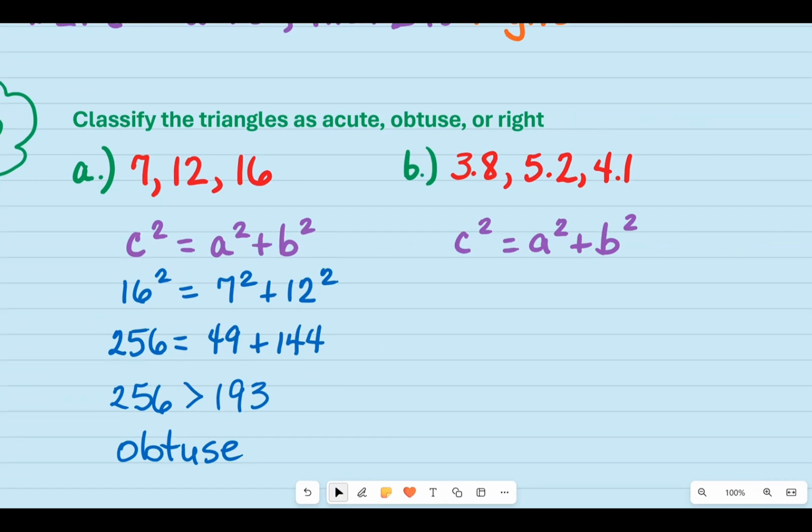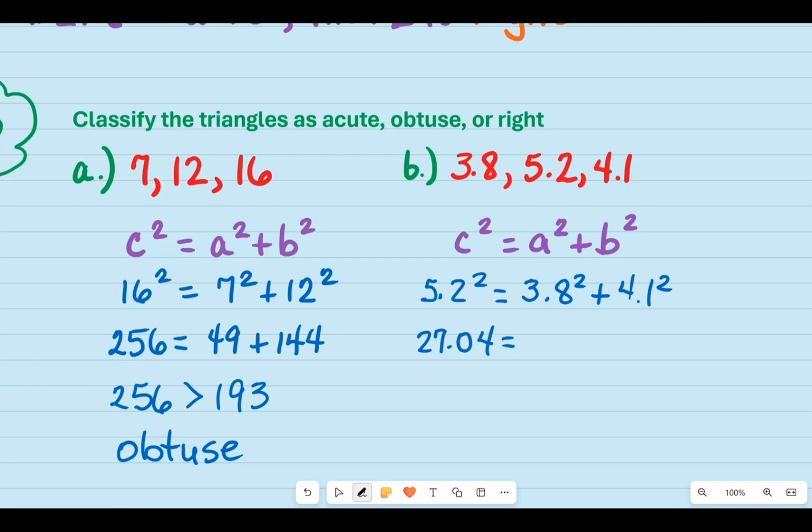They're not going to always be in order. So again, you want to seek out the largest number, which is 5.2. That tells me that's going to be my hypotenuse. So I'm going to go ahead and put 5.2, and I have to square it. And then 3.8 squared plus 4.1 squared. It doesn't matter which order I go in there. 5.2 squared is going to be 27.04.